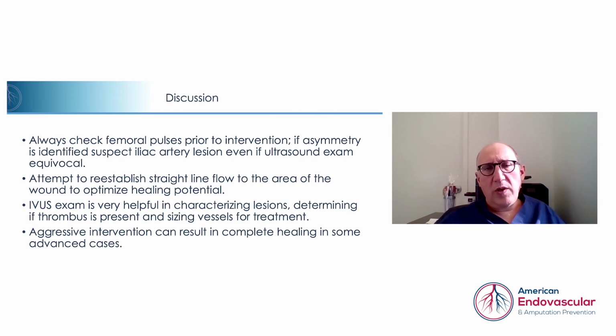Some discussion. Always check femoral pulses prior to intervention. If asymmetry is identified, suspect iliac artery lesion, even if ultrasound exam is equivocal. And in this case, there was no indication from the ultrasound report, except for a change in velocities, that there was going to be such a significant external iliac artery lesion. Attempt to reestablish straight line flow to the area of the wound to optimize healing potential. IVUS exam is very helpful in characterizing lesions, determining if thrombus is present, and sizing the vessels for treatment. I use IVUS routinely in almost all my CLI cases. Aggressive intervention can result in complete healing in some advanced cases, such as this one.